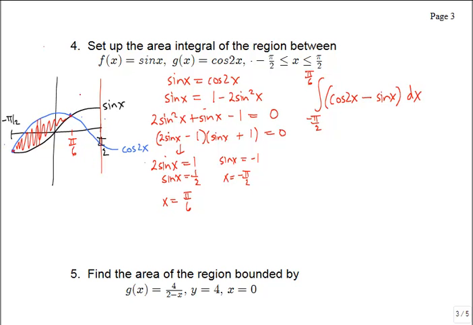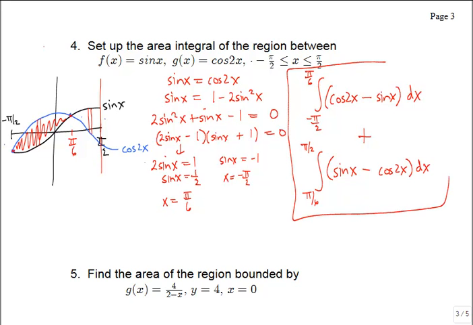Now if I switch to the other piece and draw in one little slice right here, now on top is the black curve, which is the sine, and on the bottom is the cosine. So for this second integral, I want to start with the sine of x first on top, minus the cosine of 2x on the bottom. And I'm going to do that from pi over 6 until pi over 2. And if I add these two together, then that gives me that entire area from minus pi over 2 up to pi over 2. And that gives me this second little region right here. So the two added together give me the whole area. Okay?